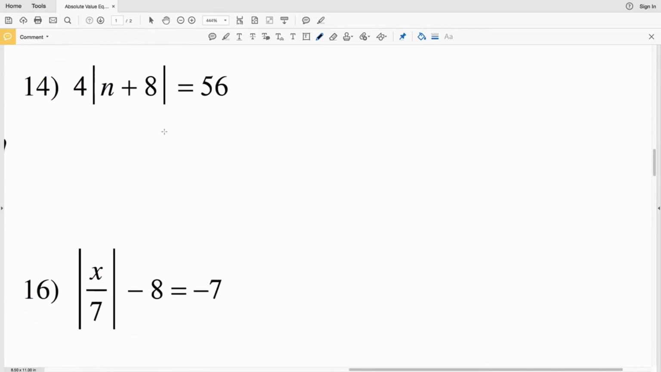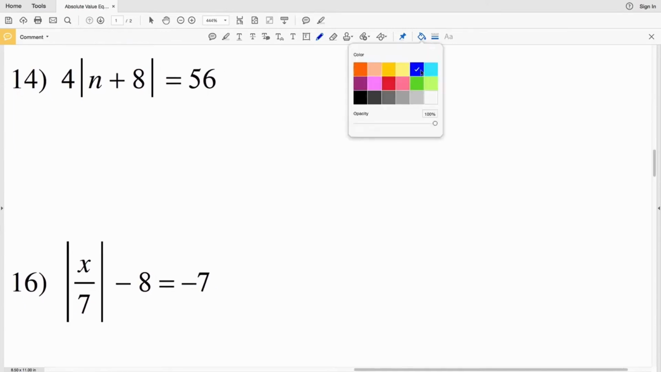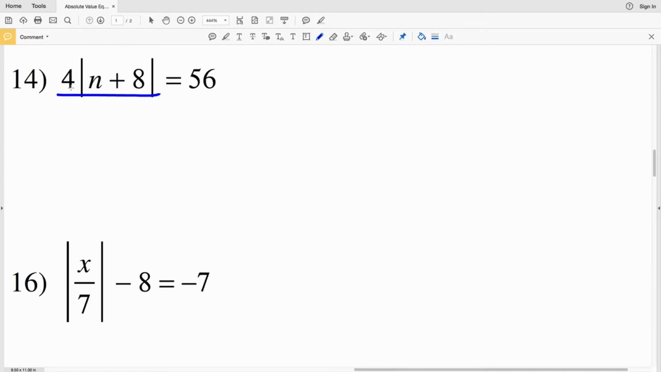For number 14, we have 4 times the absolute value of n plus 8 equals 56. We're going to have to start by dividing by that positive 4 on the outside. When we do that, we're going to be left with the absolute value of n plus 8. So we've isolated that now on the left-hand side, and that's going to be equal to 14 on the right, since 56 divided by 4 is 14. Since the absolute value of n plus 8 equals 14, this n plus 8 either equals a negative 14 or it equals a positive 14.